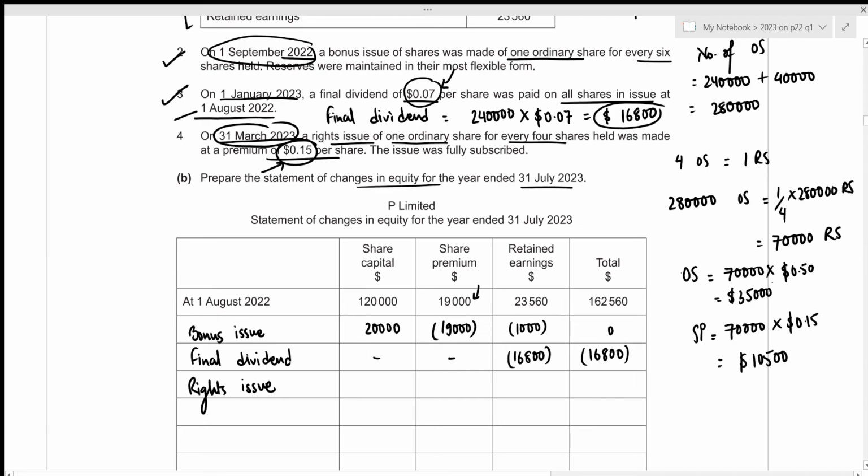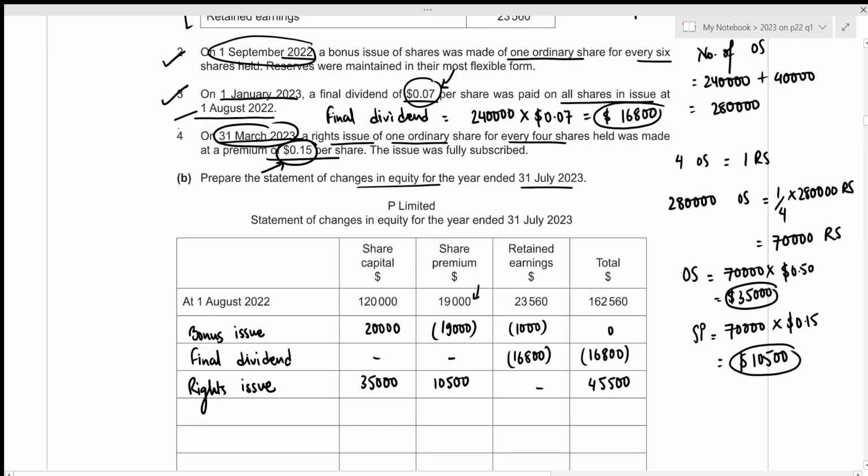This will bring additional 35,000 to our share capital and additional 10,500 to our share premium. And for the total column, that will be 35,000 plus 10,500, which results in 45,500.